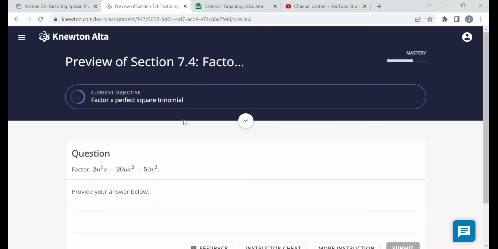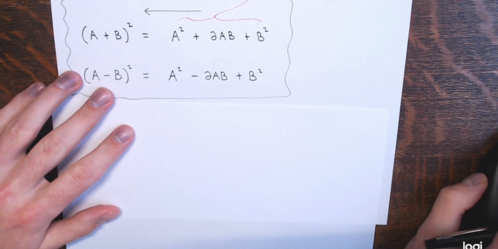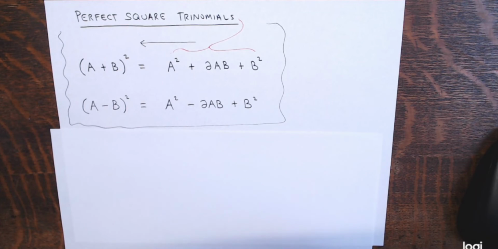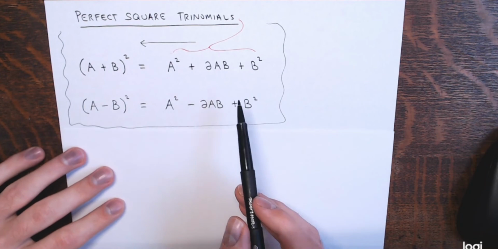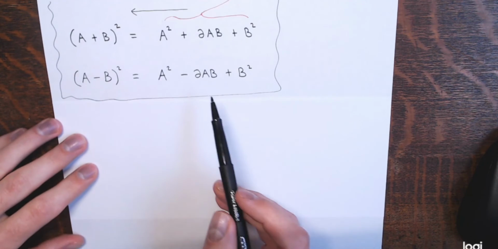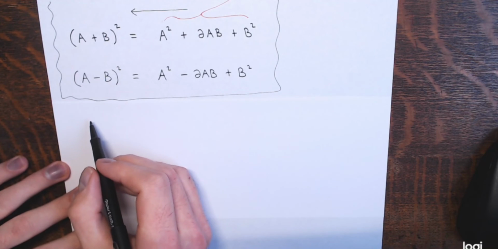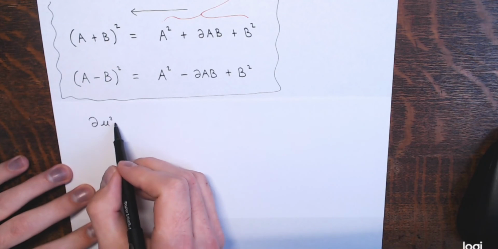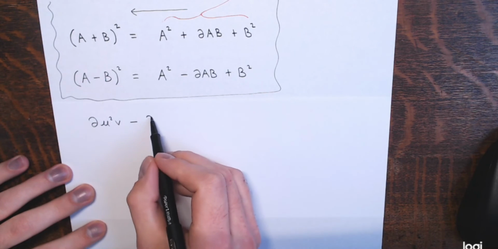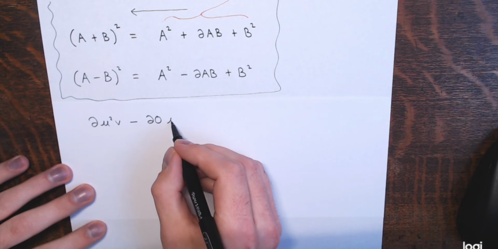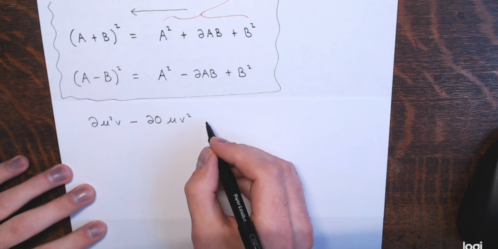All right, so now we're back to the perfect square trinomial formulas, right? Those two forms. I'll bring that page back. So here are the perfect square trinomials. Again, we'll try to find things that look like one of these two forms. This one does have a minus in the second term, so I'm probably going to be using the second form here with the a minus b squared. So we have 2u squared v minus 20uv squared plus 50v cubed.